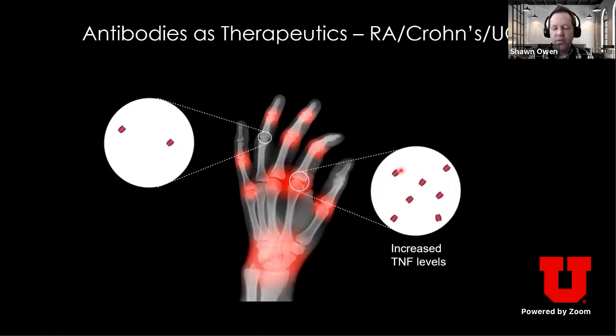So it's one of these other kind of signaling molecules that tells the body it needs to be doing something. In healthy joints, not very much. In diseased joints, high levels of TNF. And this is true not just in arthritic joints, but also in other locations for Crohn's and ulcerative colitis.